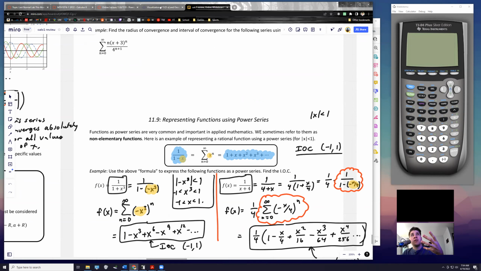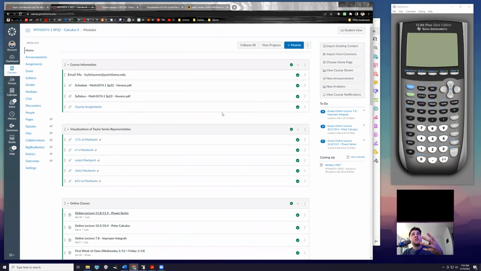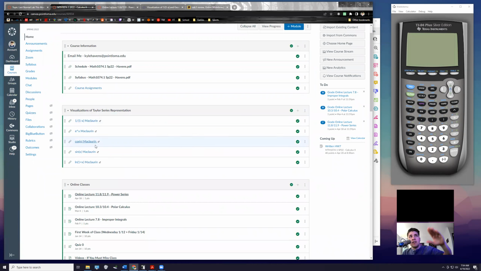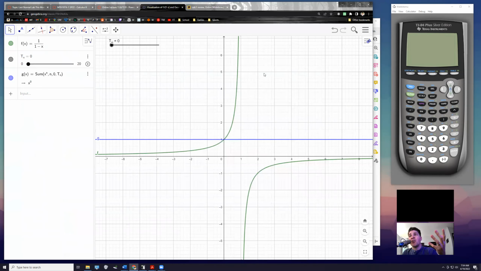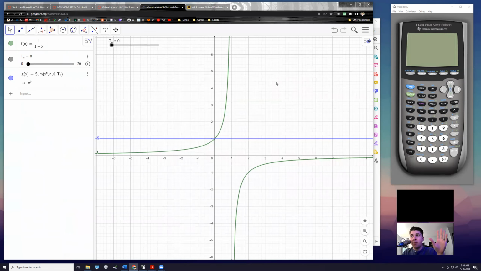And for a lot of the ones we look at, if you go into our Canvas module, you'll see I've actually just recently posted the visualization. So we'll do these in class, but I have a link to them if you want to look at them and play around with them yourself. Basically, if you click on this link, it's a visualization of, well, technically you could call it the Maclaurin series representation, but again, we'll talk about what that means.